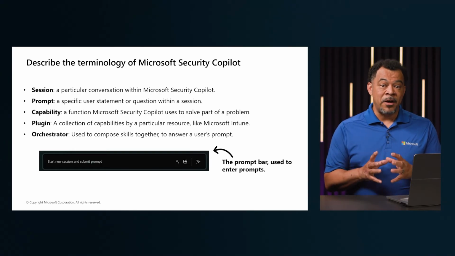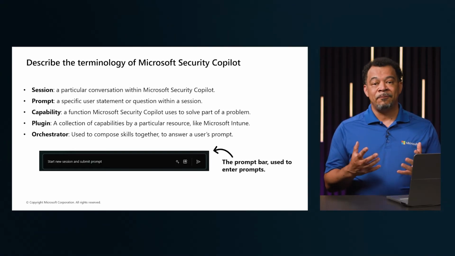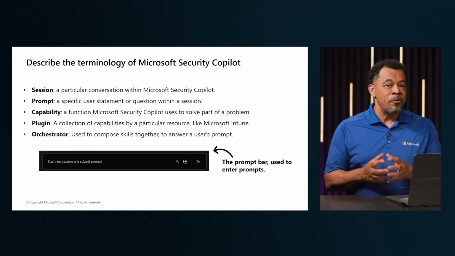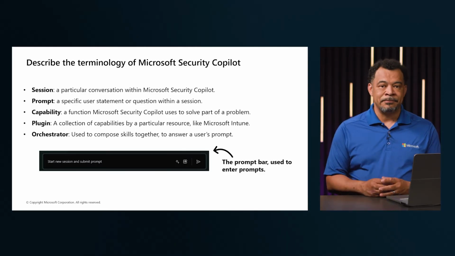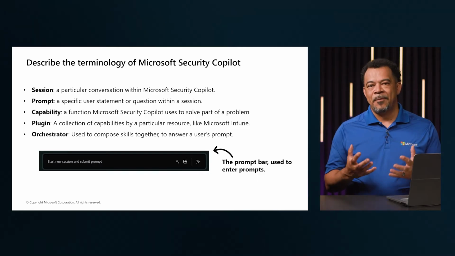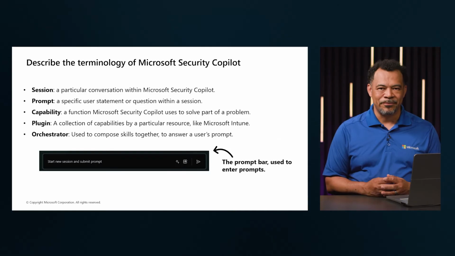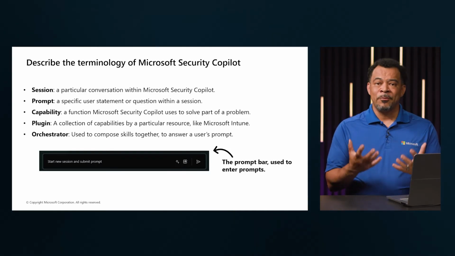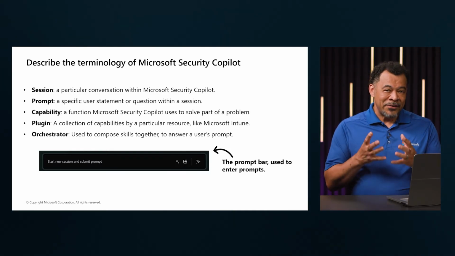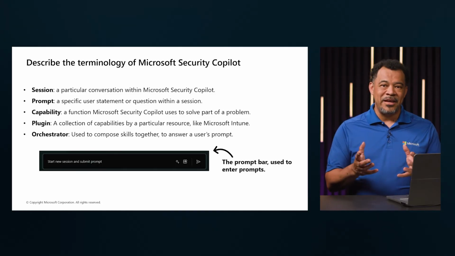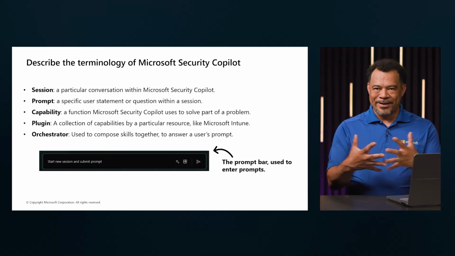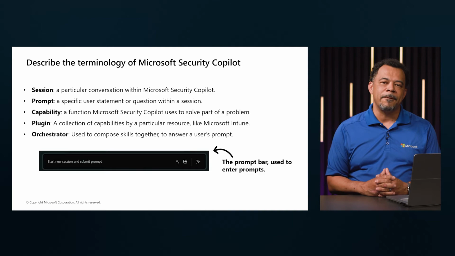These are the specific functions Copilot uses to help solve parts of your request. You might also hear them called skills. Then there are plugins. A plugin is a set of capabilities provided by a particular tool or, in some cases, a data source. And then finally, we have the term orchestrator. This is the system behind the scenes that brings together the right capabilities to respond to your prompt.